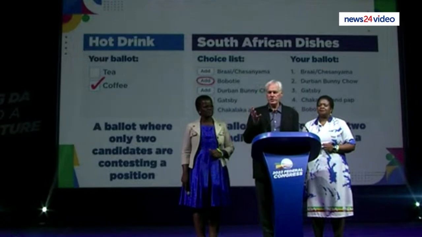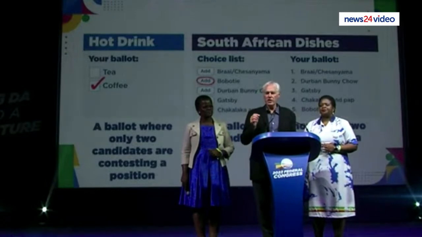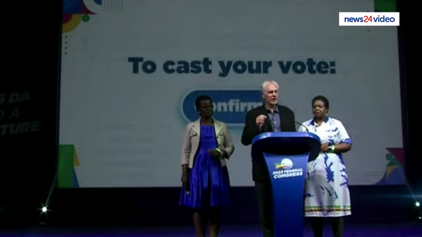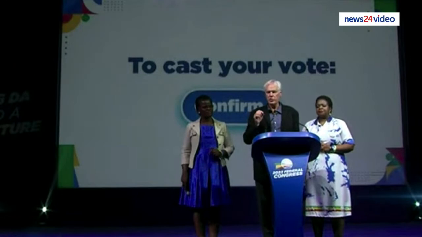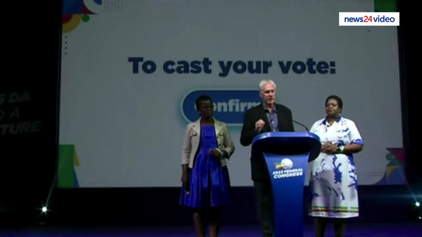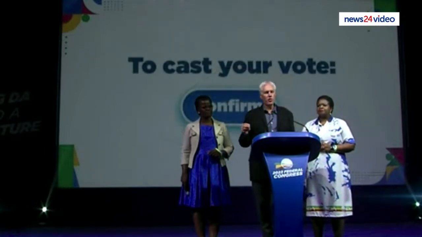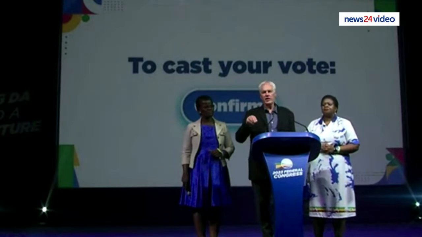And it will pop up on a screen, such as you are seeing now, showing you the choices you have made. If you are happy, click confirm and your ballot will be cast. And at that point, you will be done. I emphasize again, your ballot will be cast anonymously. Nobody will ever be able to see who you voted for. They will only know that you voted.